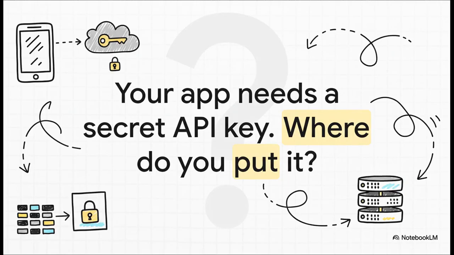Okay, so picture this. You're building an awesome new app, right? And it needs to talk to some third-party service, maybe a weather API or a payment gateway. And that service gives you a secret API key. The question seems simple, but the answer is so important. Where do you actually put that key?